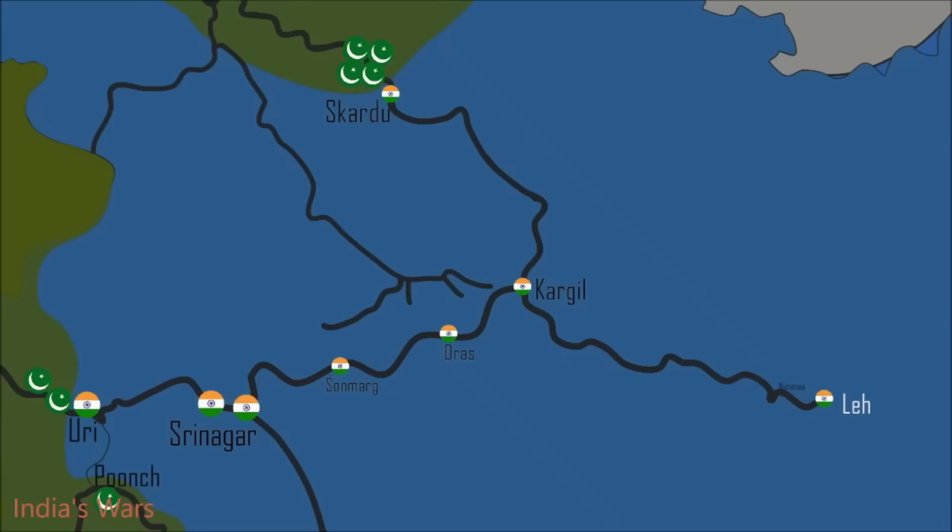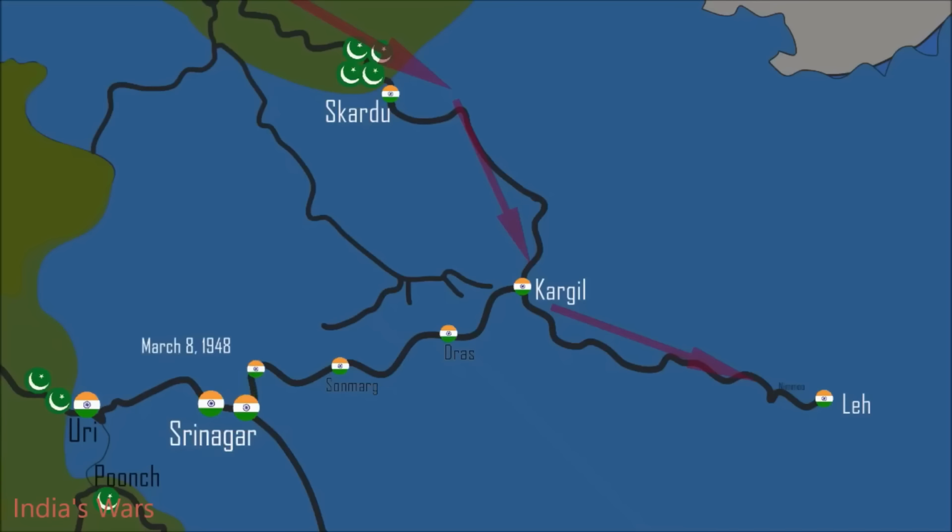Leh was a town deep inside the Indian territory and had the towns of Skardu and Kargil as buffer regions before it could even be threatened. In order to increase the town's strength, on March 8, 1948, Srinagar ordered 2 Dogra to go on foot to strengthen the defense of Leh. Their objective was to raise and train local militia at Leh to make the defense more reliant on the local population rather than the regular Indian armed forces. With this, more regular troops could be made available for the campaigns in other regions.